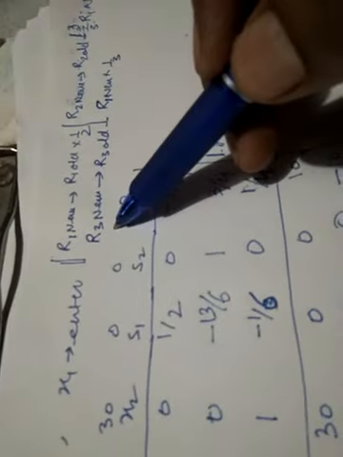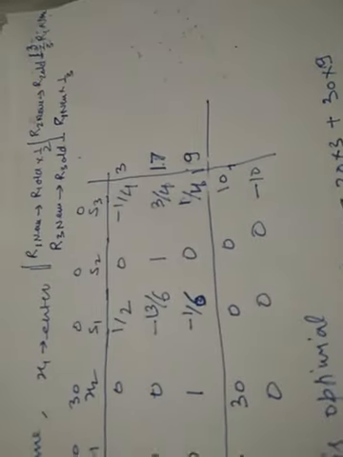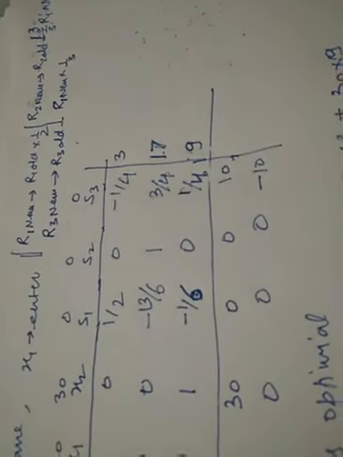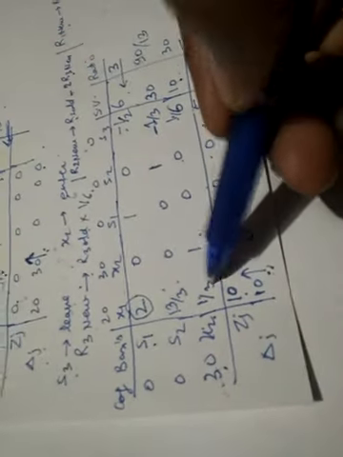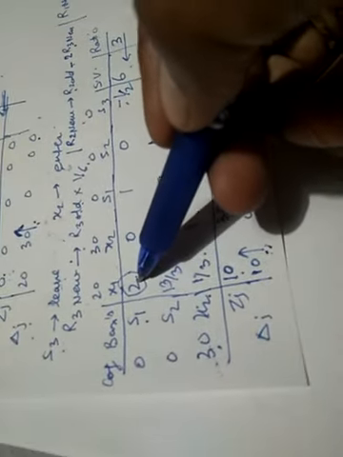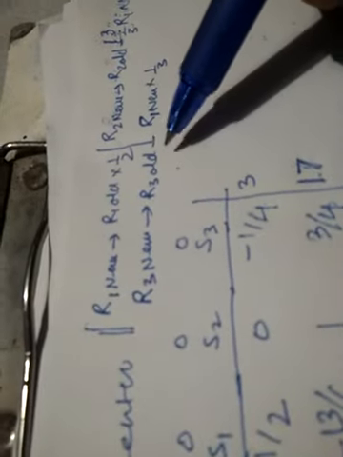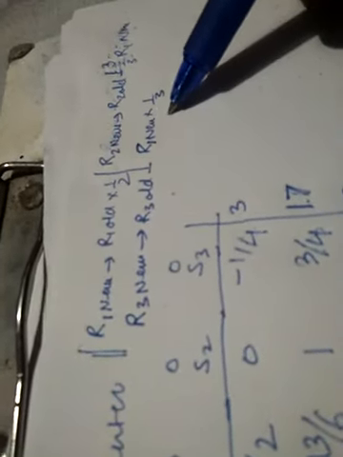In the same way, R3 new is equal to R3 old minus R1 new upon 3. Why? Because here it is 1 by 3. So in the new row it is 1. If it is multiplied by 1 by 3 and subtracted from here, these are the commands. R3 new becomes R3 old minus R1 new into 1 by 3.